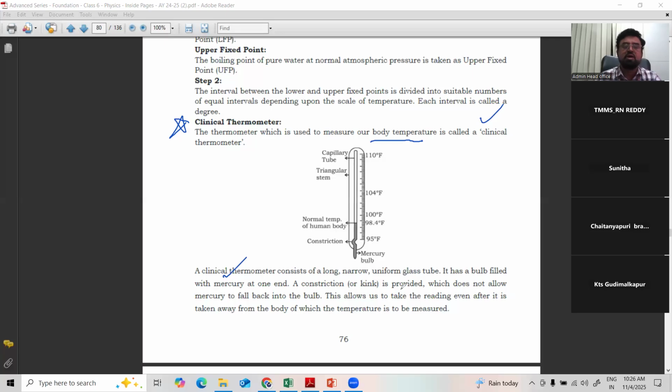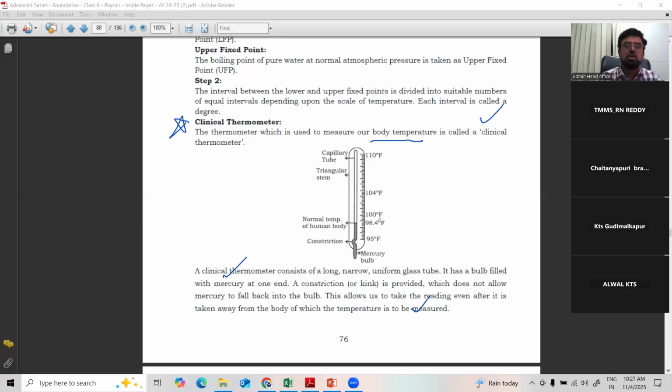A constriction of this kind is provided, which does not allow the mercury to fall back into the bulb. This allows us to take the reading even after it is taken away from the body whose temperature is to be measured. When you keep it in your mouth, you can see the temperature rise. Because of the expansion of the mercury, it moves past the constriction and stops at your body temperature. After it is taken out, you can still see your temperature because of the constriction.